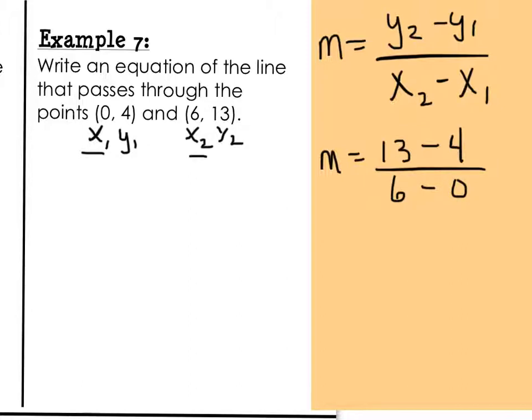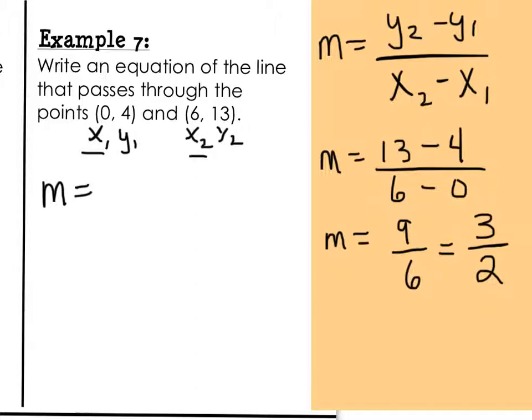Once we have that, we can rewrite it doing the math. 13 minus 4 gives us 9 divided by 6. We can further simplify that because 3 goes into both 9 as well as 6. 3 times 3 gets us 9, so we identify our numerator as being 3, and 3 times 2 gets us 6, so our denominator becomes a 2. Now we have our slope equals 3 divided by 2.